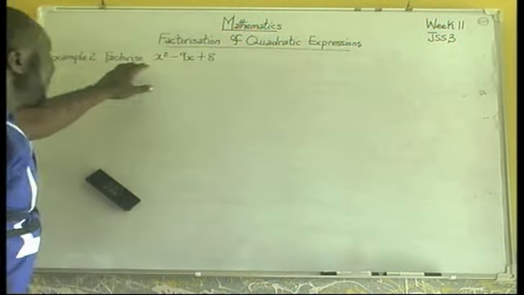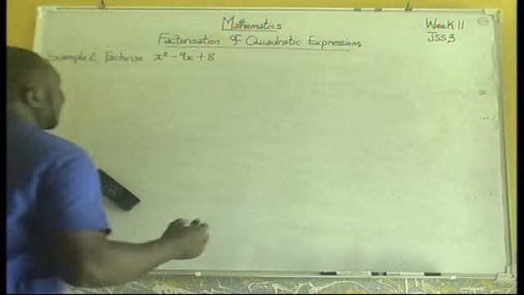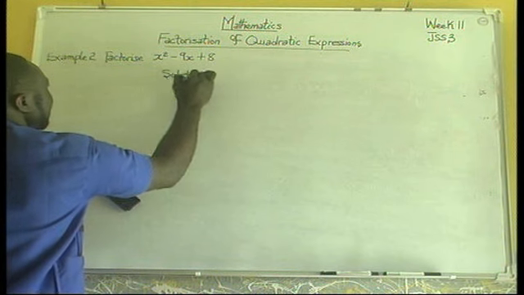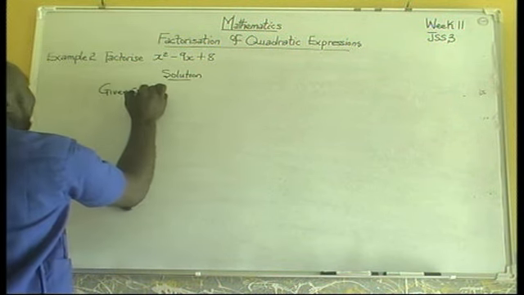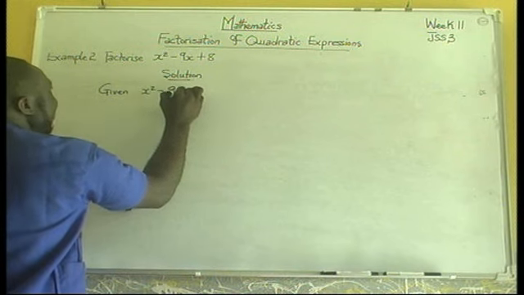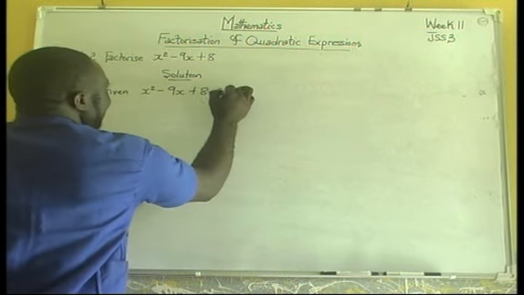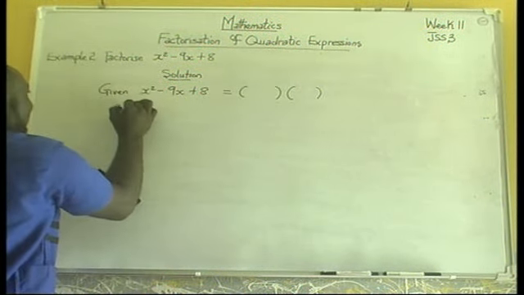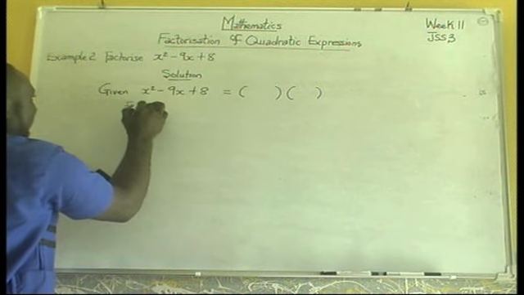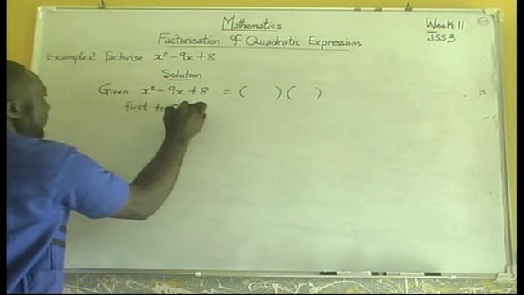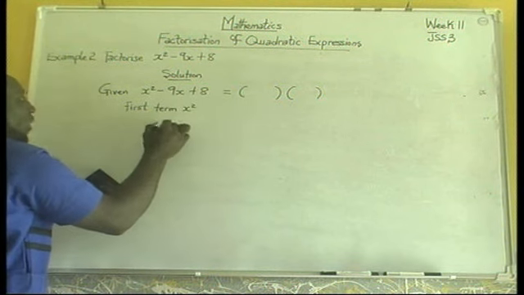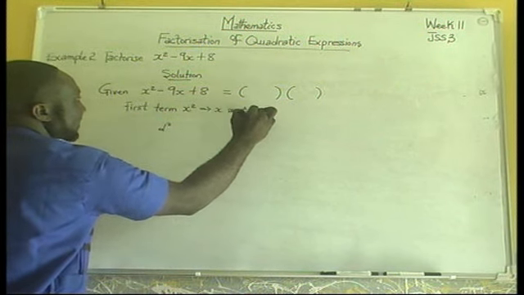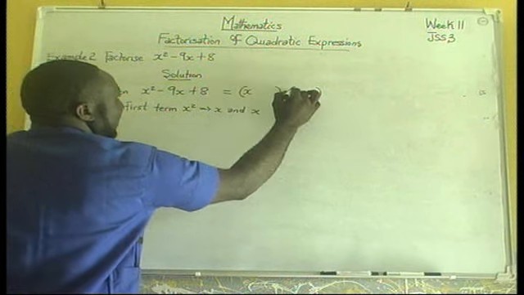So let's move to the second example. Factorize x squared minus 9x plus 8. Solution: x squared minus 9x plus 8. Now remember, I said you should create two brackets. Then you split the first term, which is x squared. Even if it is y squared or d squared, you split it. It implies x and x. You put it here, x and x.